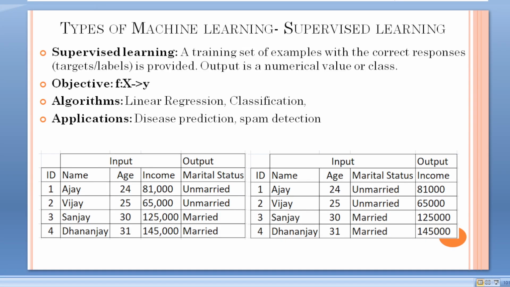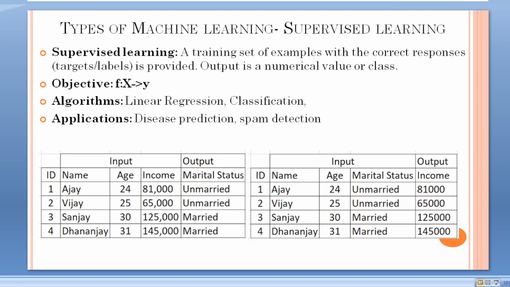Hello, in this video, we'll be learning about various types of machine learning. The first type of machine learning is supervised learning. In supervised learning, a training set of examples with the correct responses is provided. Responses are also called targets or labels.